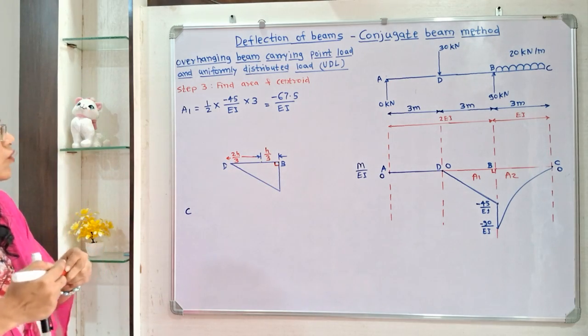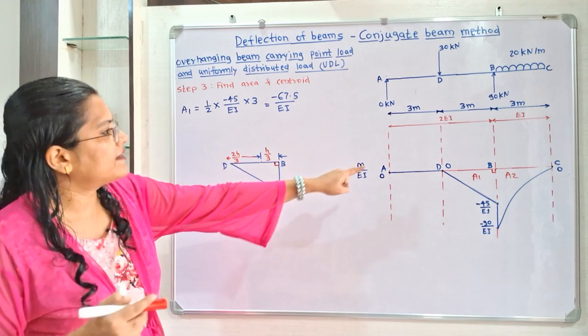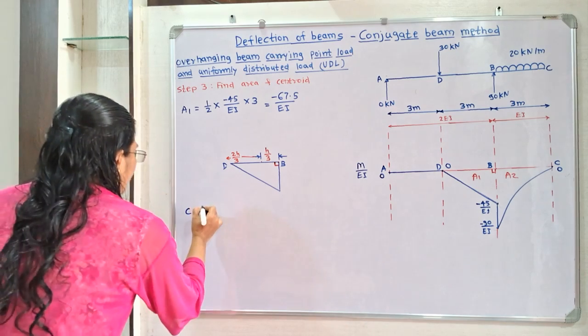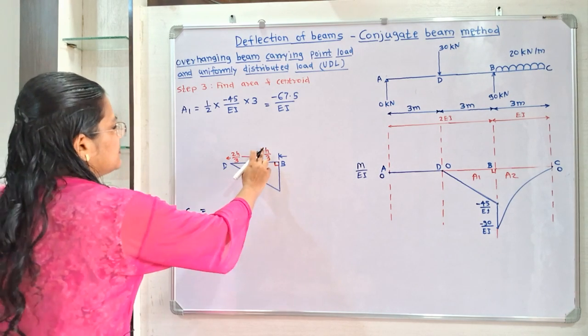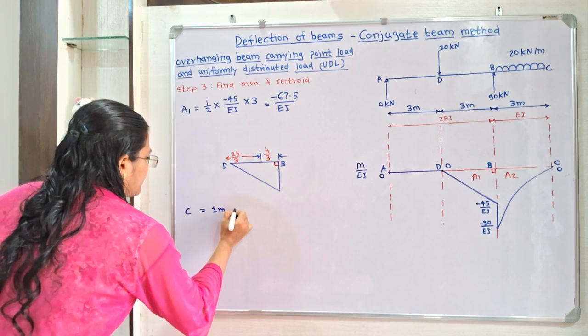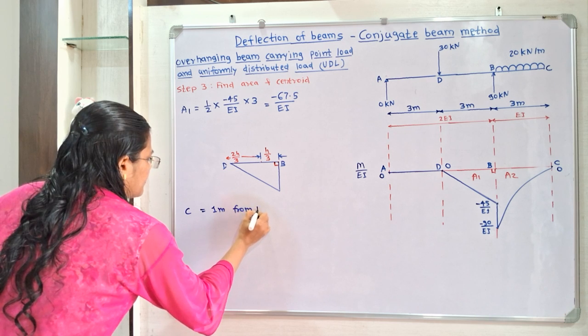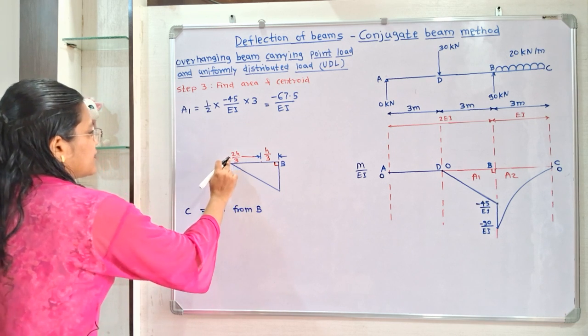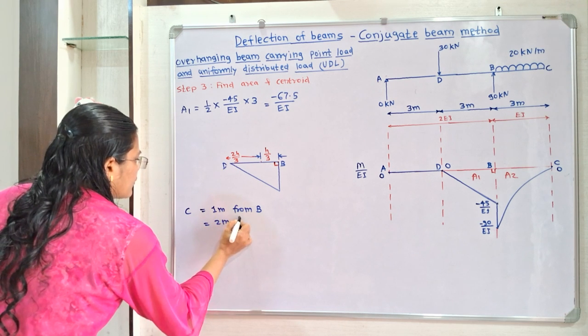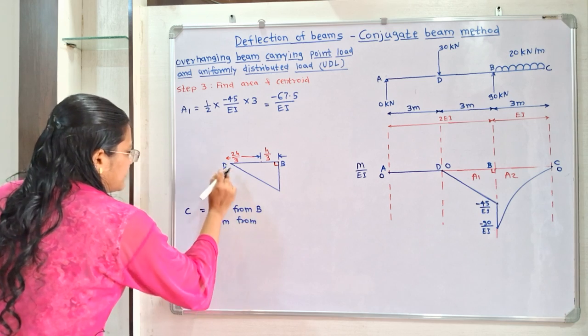So this is 2h by 3 and here is h by 3. h is the total length of this DB, and DB is equal to 3 meter. So we can say that this centroid C is equal to 3 by 3, that is equal to 1 meter from point B, and if we put h is equal to 3, then we will get 2 meter from point D.